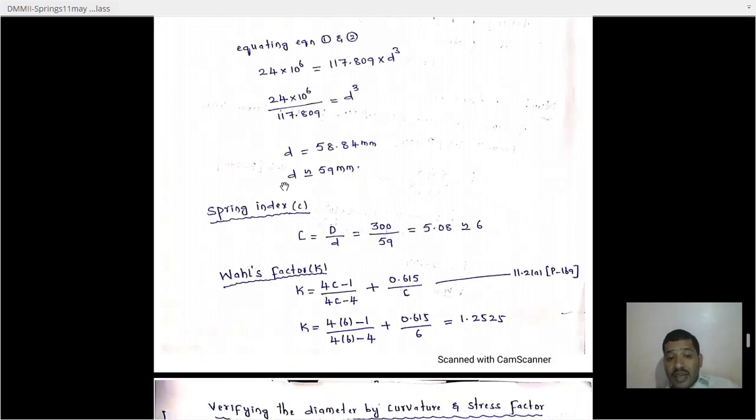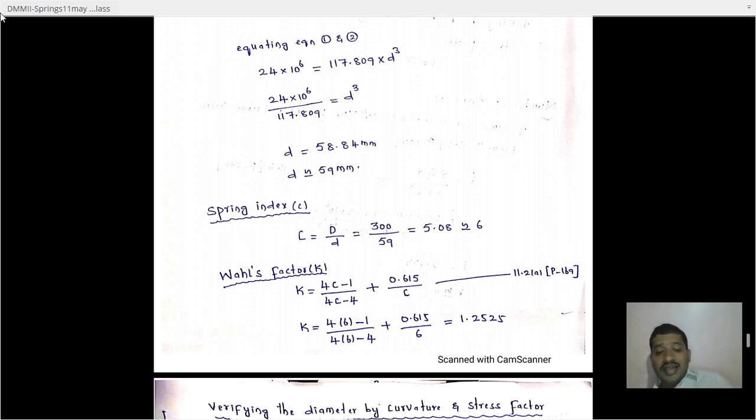After getting d, you need to find out the spring index value. What is the formula? Spring index C is equal to capital D by small d. Capital D is 300, and the diameter of the coil is 59. If you divide, you will get the spring index 5.08. It should be approximately equal to 6.